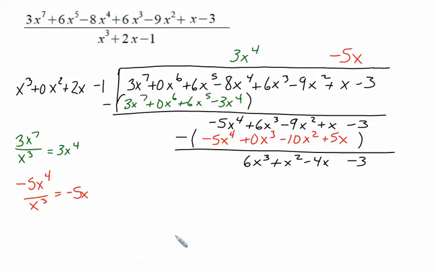Okay, so now what we do is one more time we take the largest exponent inside. We take the largest exponent outside. And we take their quotient. 6x cubed divided by x cubed is 6. We'll put a plus 6 up on the quotient, and now multiply. 6x cubed plus 0x squared plus 12x minus 6.